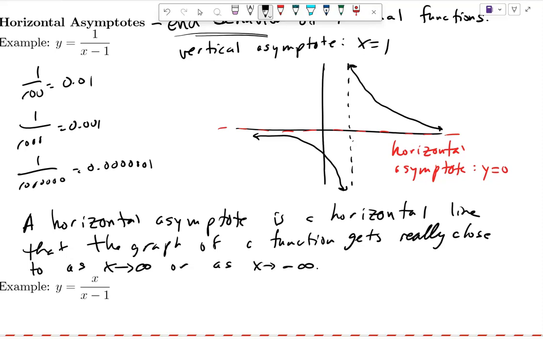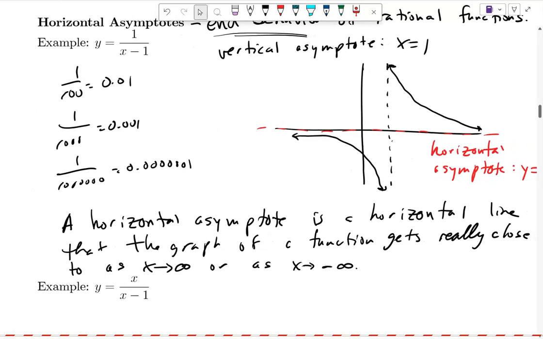That's what we mean by a horizontal asymptote. So we're trying to see if a graph gets really, really close to a horizontal line. Again, it's this end behavior idea. All right, let's look at this next example.